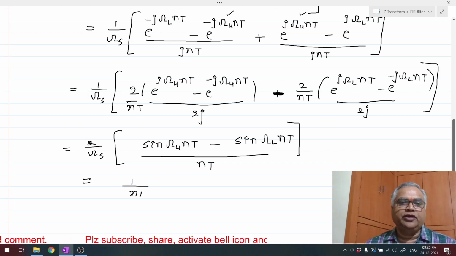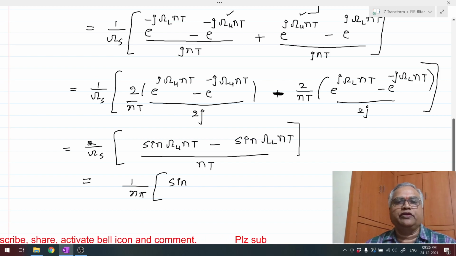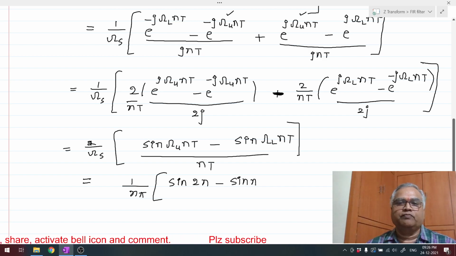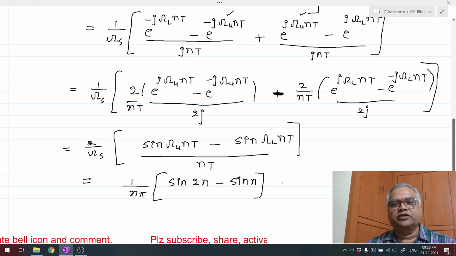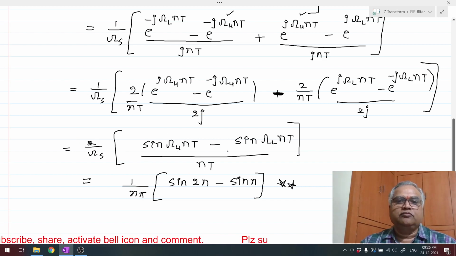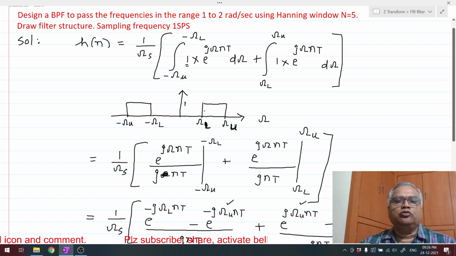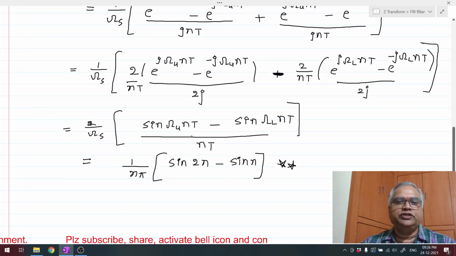You will get 1 by n pi, sine of upper frequency, which is 2, and T is 1. You will get sine 2n. What is the lower frequency? 1. What is T? 1. So sine n. This is the expected result. This equation is important. If you remember this end answer also, okay, but you can't rely on memory, you should know how to do it. If this generalized procedure is known, low pass, high pass, band pass, anything, you can do it easily.